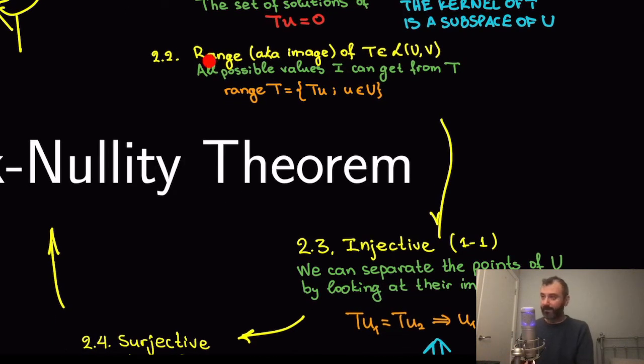Next, the range or the image of a linear map T from U to V. What is the range? It is the set of all possible values that I can get from T. Mathematically, the range of T is the set of the values T of u, where I'm taking my u's from the set U. It is all the values I can construct from T using points in U.